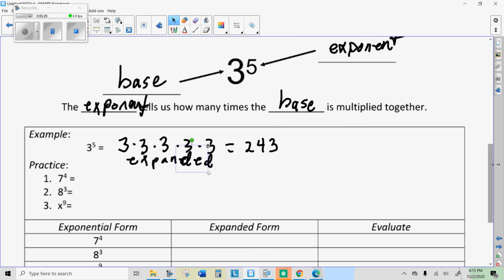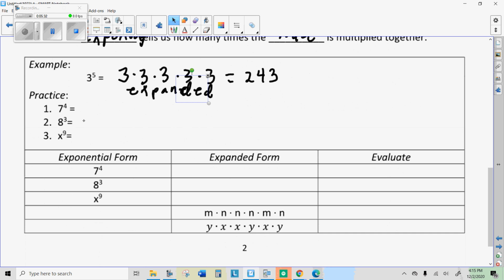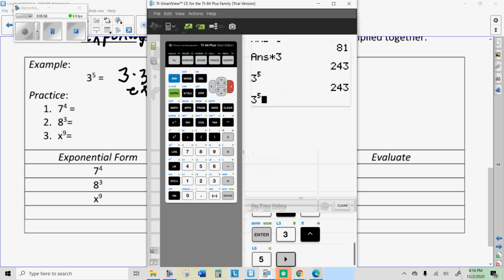All right, so let's practice this. Go ahead and write these in expanded form and then evaluate that. Find the standard form. So let me write that here. This is standard form. So I made a table so you could do that expanded form. You can just go ahead and write that there and evaluate it, so that you're going to take your calculator and do 7 to the fourth power.